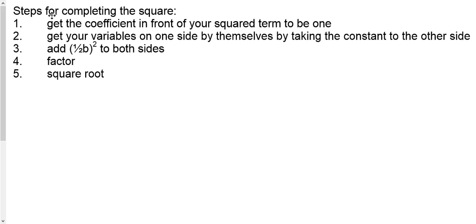So when you're trying to complete the square, you want to get the number in front of your squared term to be 1. So you might actually have to divide everything by that number to get it to be 1. Then you want to try to get the variables on one side by itself. So you might have to add or subtract the constant to get it to the other side. And then we're going to go through this process that we talked about before.